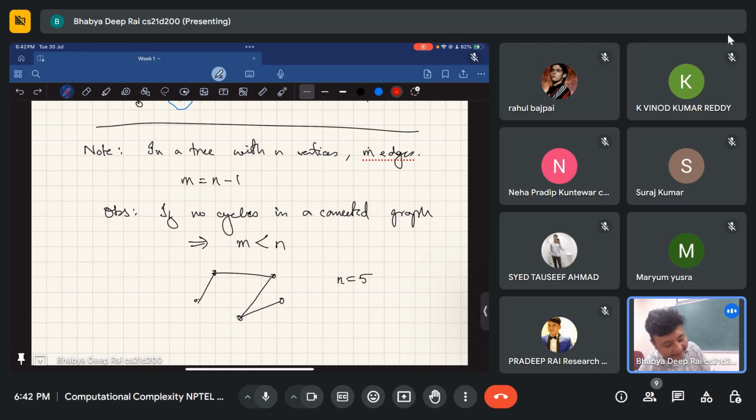If I put an edge here, I formed a cycle. If I put an edge here, I form this huge cycle. If I put an edge here, I always form a cycle. Okay, this can be argued using the pigeonhole principle.